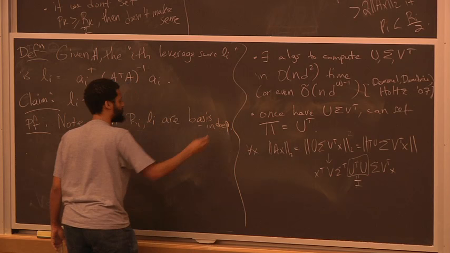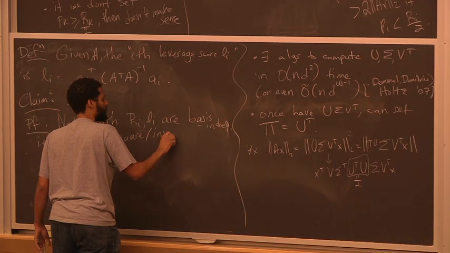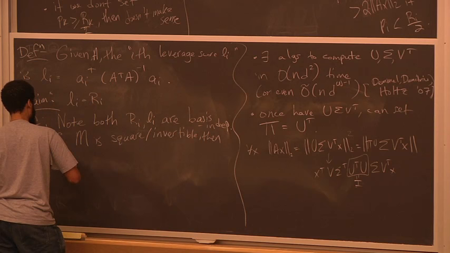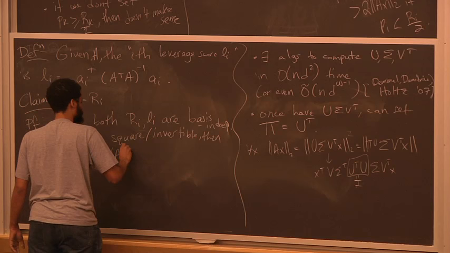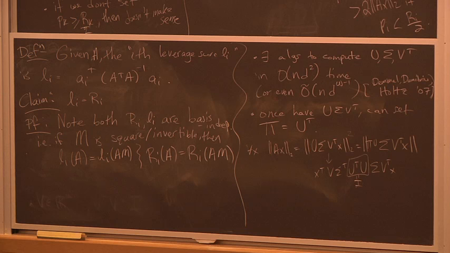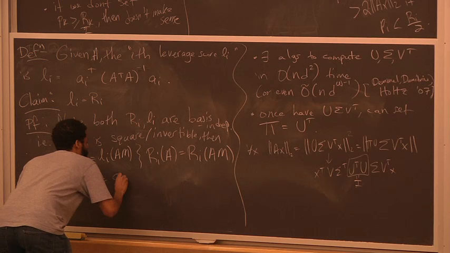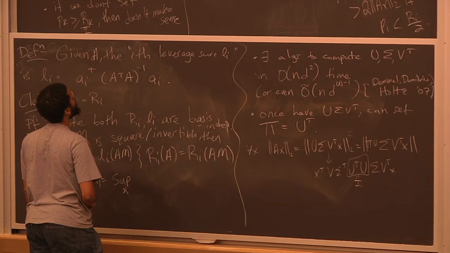I.e., if M is a square invertible matrix, then l_i of A is the same thing as l_i of AM, and r_i of A is the same thing as r_i of AM. Okay. So let me convince you of that. Let's look at the definition of r_i. Okay. So r_i of AM is equal to the sup over x of, now I guess we would have a_i transpose M x, I guess.